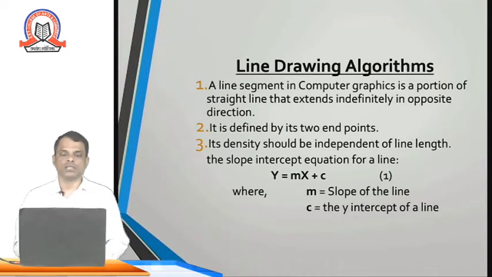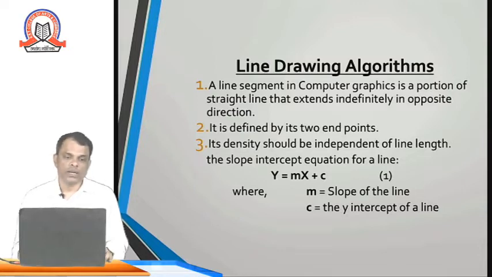Now we will see what a line drawing algorithm is. A line segment in computer graphics is a portion of a straight line that extends indefinitely in opposite directions. So I have a line, and it is extending indefinitely in both directions. If I take a portion of that line, any portion with a start point and an end point, then it is called a segment. It is defined by its two endpoints. Its density should be independent of line length.